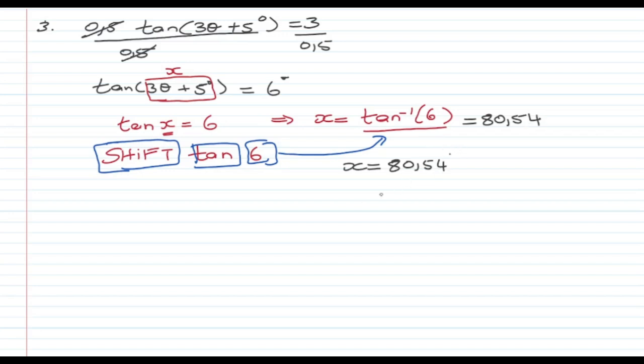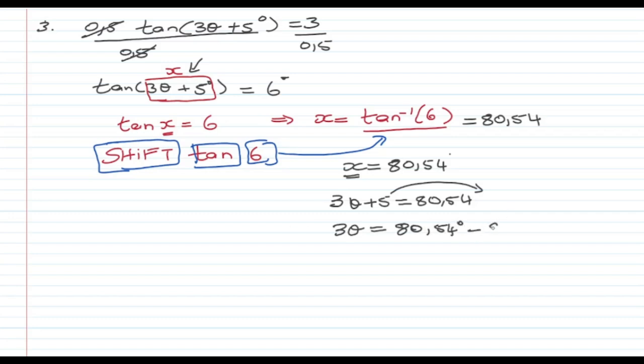The next step is to take this x. We know that the x is what we have inside the bracket. So this will be 3 theta plus 5, equated to 80.54. Now solve for theta. The 5 goes to the other side to be negative. So 3 theta is equal to 80.54 minus 5 degrees, and 3 theta is equal to 75.54. Divide both sides by 3 to make theta the subject of the formula.